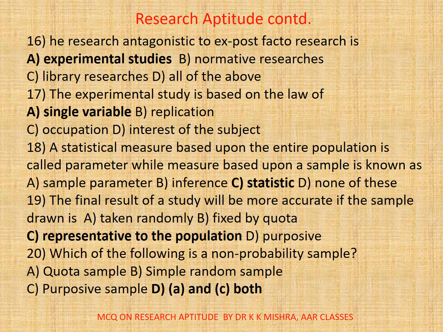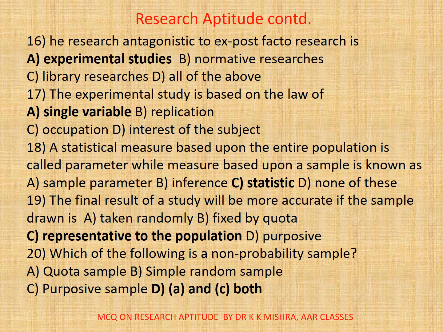18. A statistical measure based upon the entire population is called parameter, while measure based on a sample is known as A. Sample parameter, B. Inference, C. Statistic, D. None. The correct option is C. Statistic. 19. The final result of a study will be more accurate if the sample drawn is A. Taken randomly, B. Fixed by quota, C. Representative to the population, D. Purposive. The correct option is C. Representative to the population.